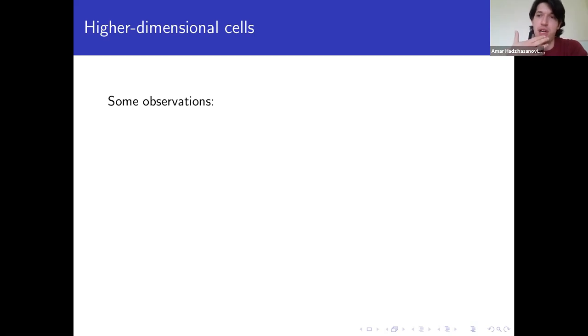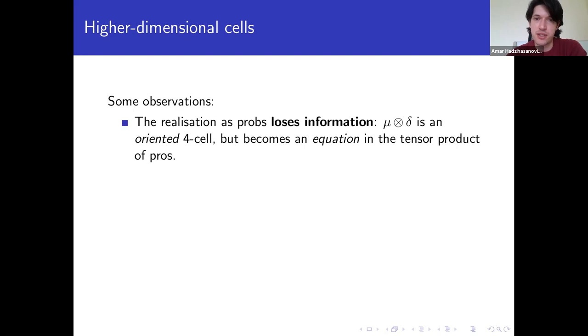What I've said is that there's a way in which this smash product subsumes the tensor product of props, or at least this external tensor product of props. But the way it does it goes through this functor from diagrammatic sets to gray categories, and that's a functor that loses some information. The diagrammatic set can have oriented cells in arbitrary dimension. A gray category can have non-identity cells only up to dimension 3. So for example, in this smash product, we will have some oriented 4-cells, which will become equations for the tensor product of props. Okay.